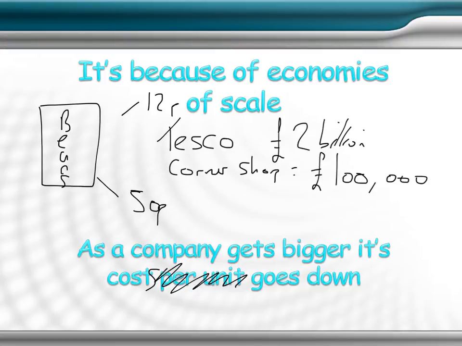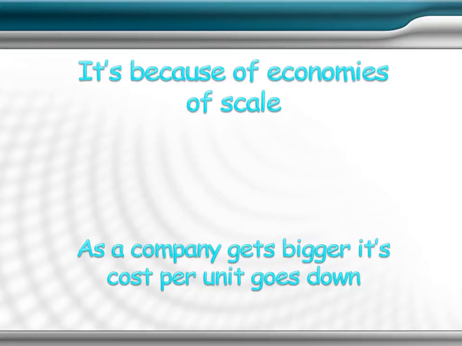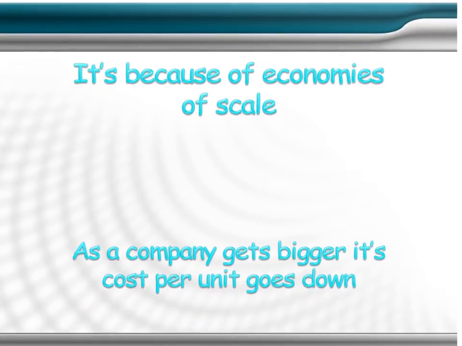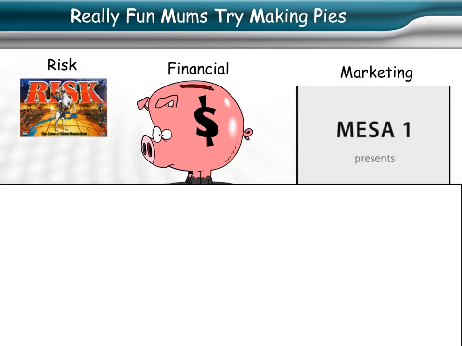Right, the thing is, as long as you know this definition, as a company gets bigger, its cost per unit goes down, then that's the key definition at the beginning. But in the exam, there's going to be 6 different reasons. If you know this definition, and you can explain at least 3 different types of economies of scale, then you're in good shape.